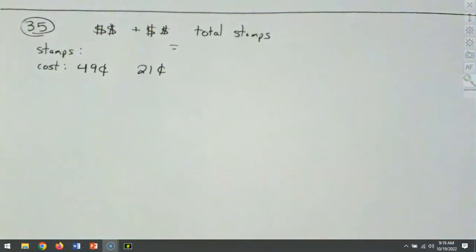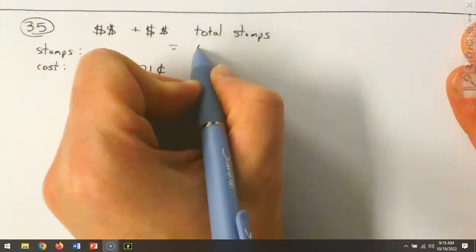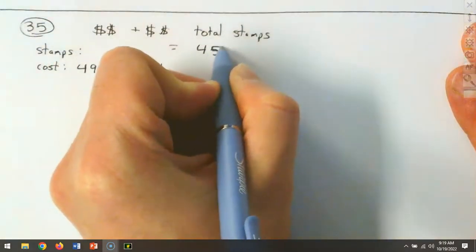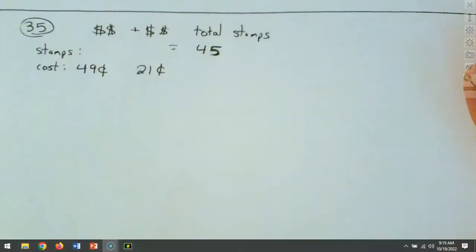So what do we know here? It says she spent $16.45. We'll deal with that in a moment. That's our total cost for a total of 45 stamps. So how many total stamps do we have? 45. So I'm going to put that there. Now, the total cost is like the interest. So that's going to be put down below. So that multiplies together to give you that.